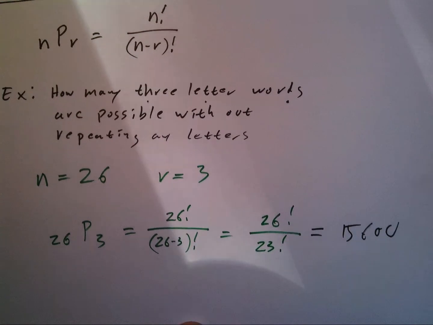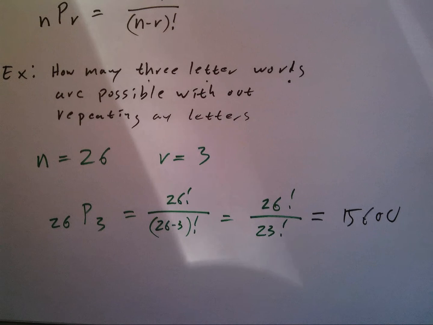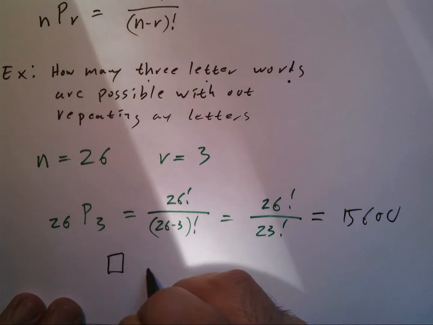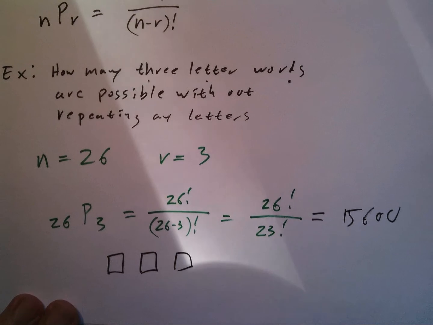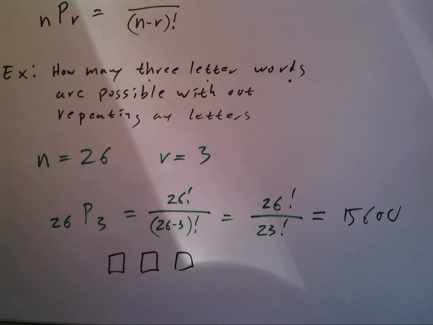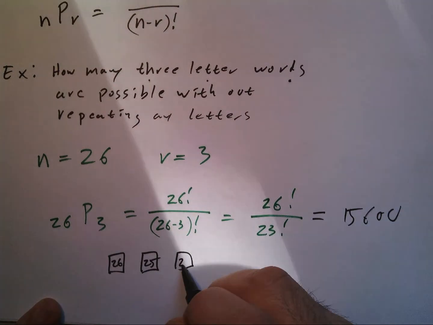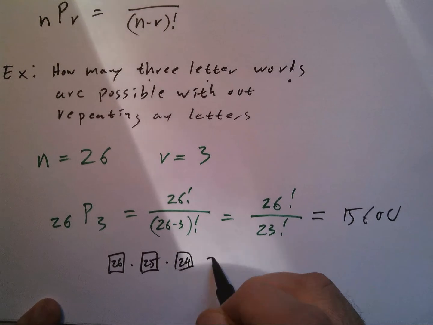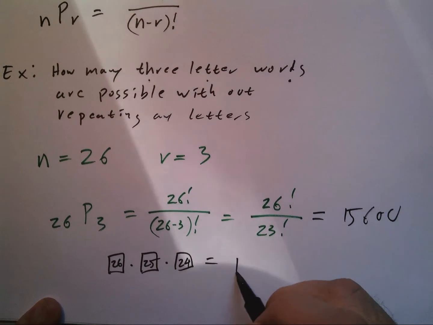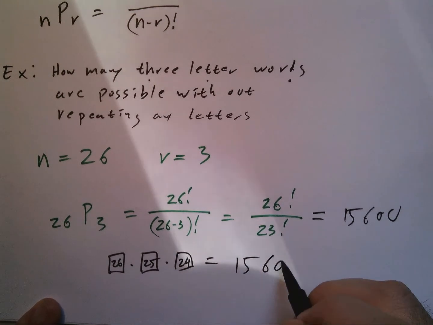Now, I could have done this using the fundamental counting rule by saying, okay, I'm picking 3 letters. Right? My first letter is 1 out of 26. My second letter is 1 out of the 25 because I'm not repeating. My third letter is going to be out of the 24. Multiply these together, do it on the calculator, and you'll get 15,600.